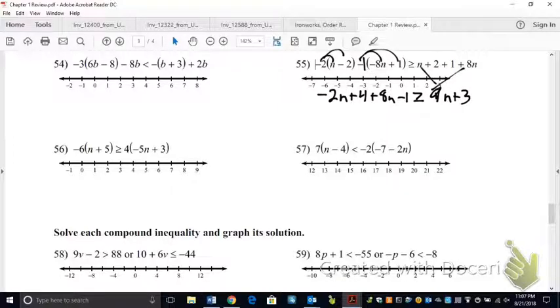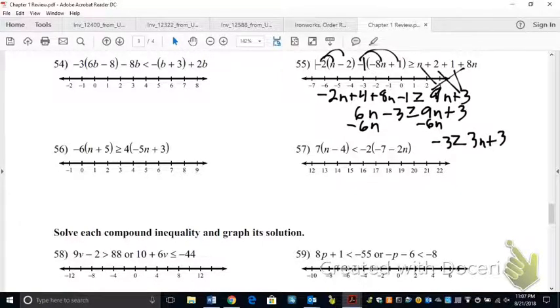Now notice what I did. I went 8n plus n is 9n, and 2 plus 1 is 3. So I'm going to combine like terms on the left side of the inequality. 8n minus 2n is 6n, plus 3, 4 minus 1, is greater than or equal to 9n plus 3. I'm going to combine my variables. So I'm going to subtract 6n from both sides. And I get negative 3 is greater than or equal to 3n plus 3.